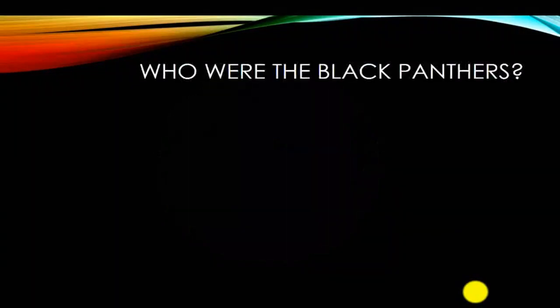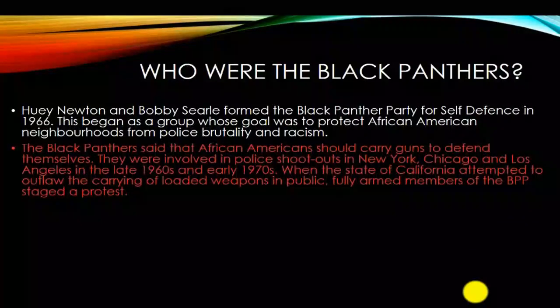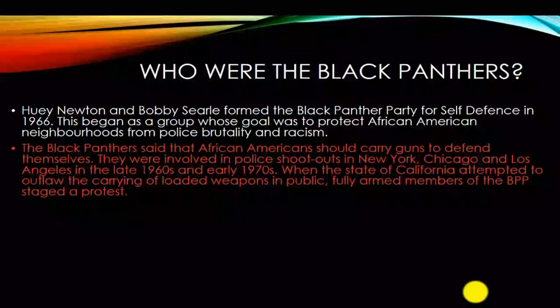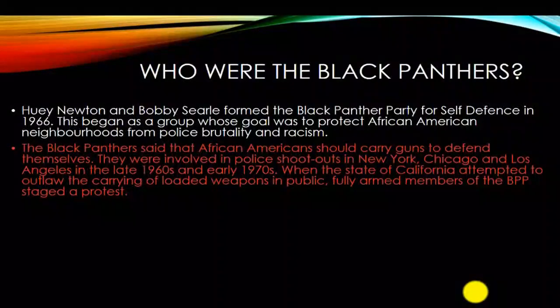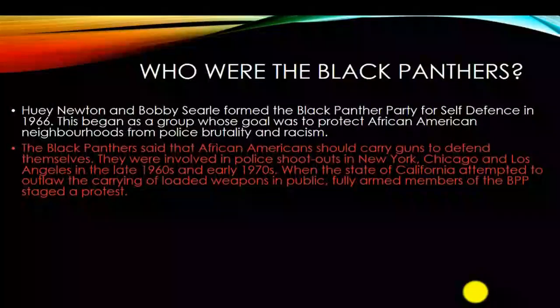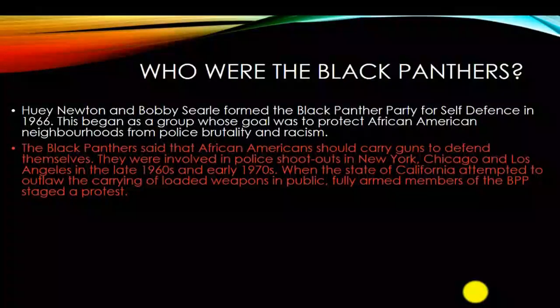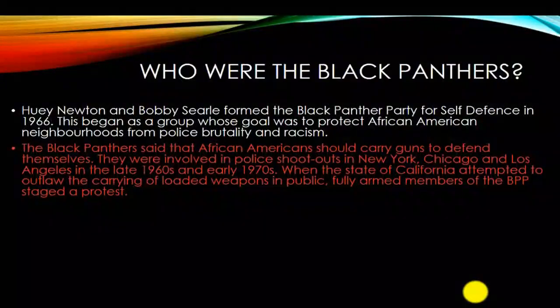So, who were they? Huey Newton and Bobby Seale formed the Black Panther Party for self-defense in 1966. They began as a group whose goal was to protect African American neighborhoods from police brutality and racism. The Black Panthers said that African Americans should carry guns to defend themselves. They were involved in police shootouts in New York, Chicago, and Los Angeles in the late 1960s and early 1970s. When the state of California attempted to outlaw the carrying of loaded weapons in public, fully armed members of the Black Panther Party then staged a protest.